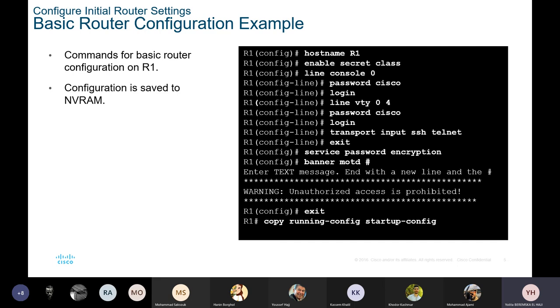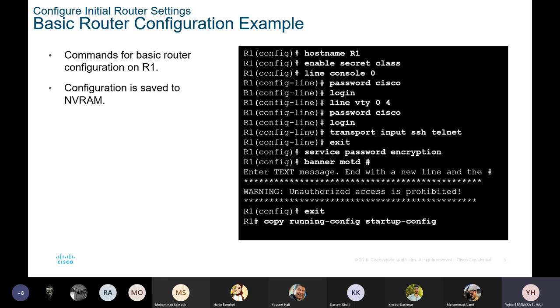So finally, we have transport input SSH telnet. As I said, if we don't have additional configuration of SSH, this way of remote access will not be used. Telnet will be used, and the disadvantage of this mode is that it sends the commands in plain text.